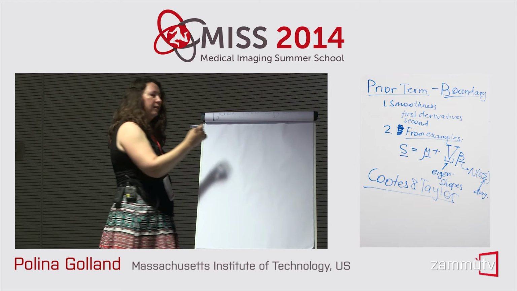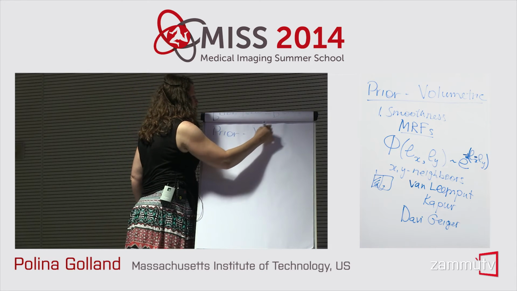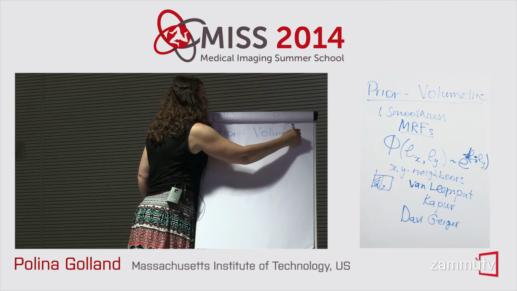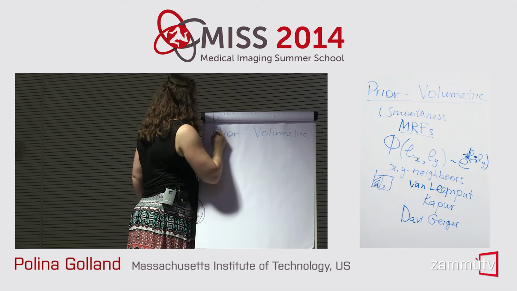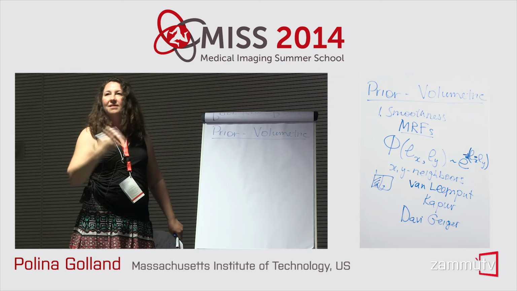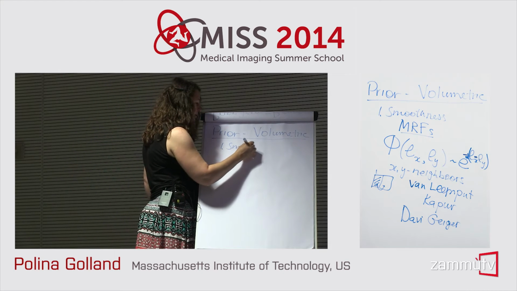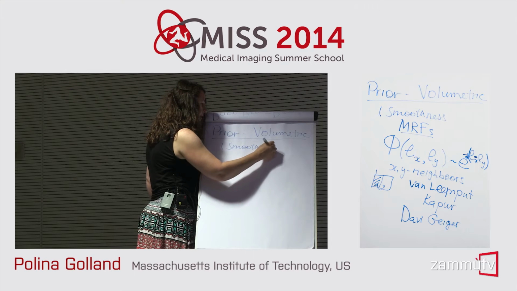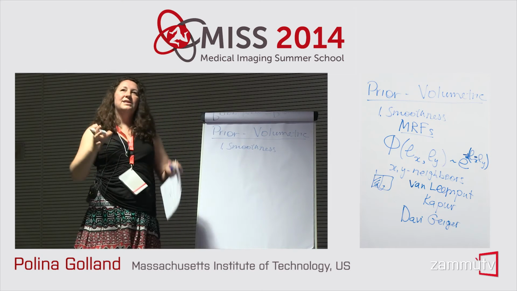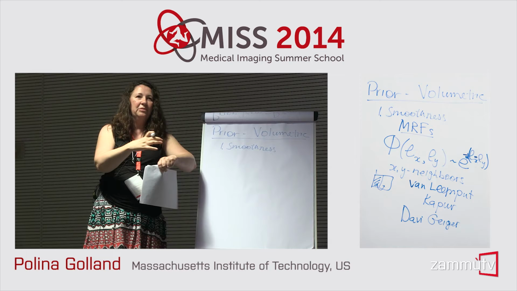Okay, and so on to the volumetric. Prior with volumetric. Volumetric methods are fantastic for people who care about computation because they're easier to work with. So the first term is smoothness. And it's very hard to put global things like smoothness into volumetric methods.